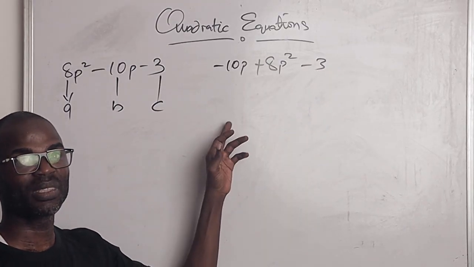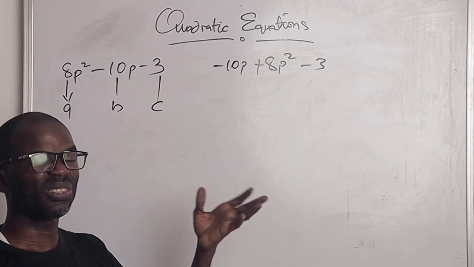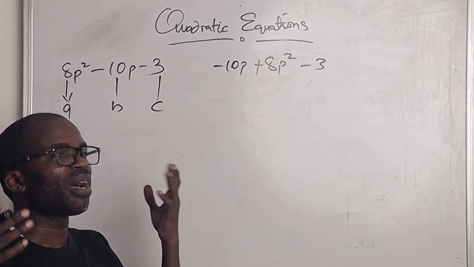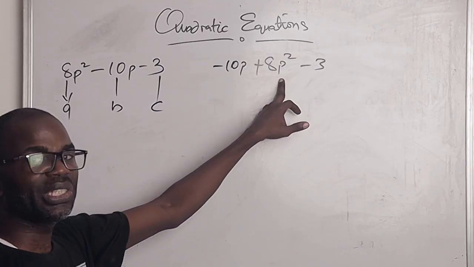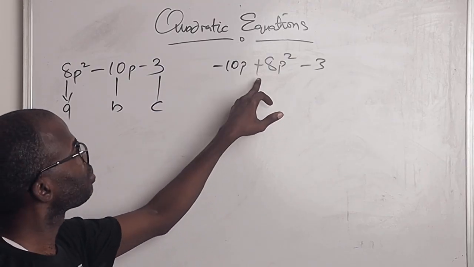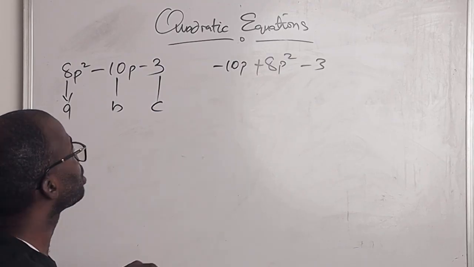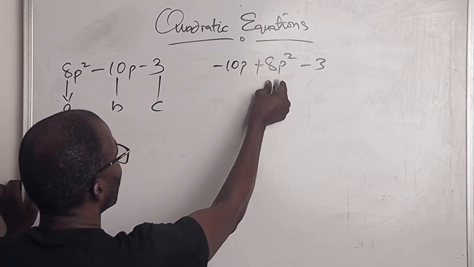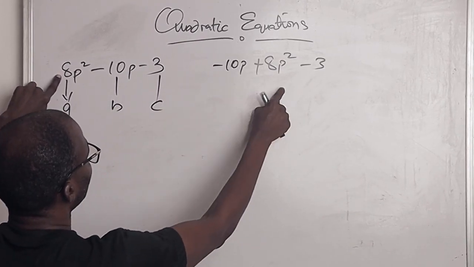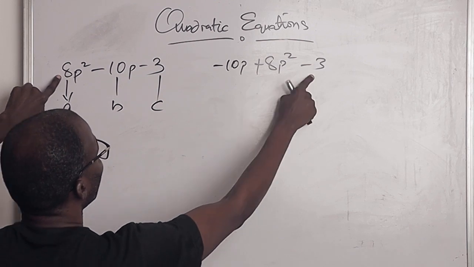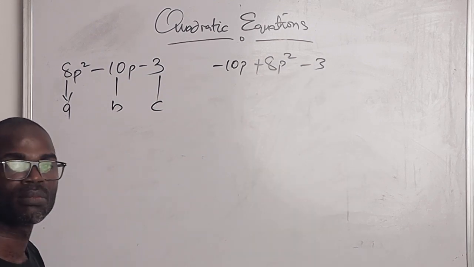Hello? Do you know what they just did? They are just trying to see whether you are very fast. Rearrange it yourself, because plus 8p squared is the same thing as this. It's just that you rearrange it and write this one first, and put this as second. You understand the stuff now? Why this minus 3 remains.